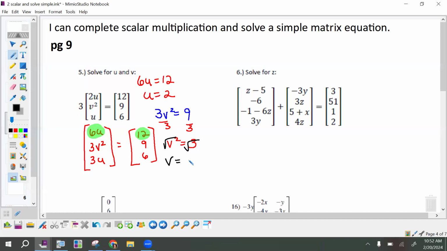And anytime you square root both sides to solve, you need plus or minus. So here's our 2 answers. U is 2. V is plus or minus root 3.